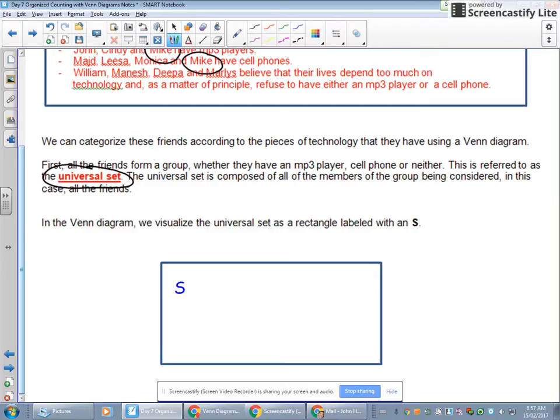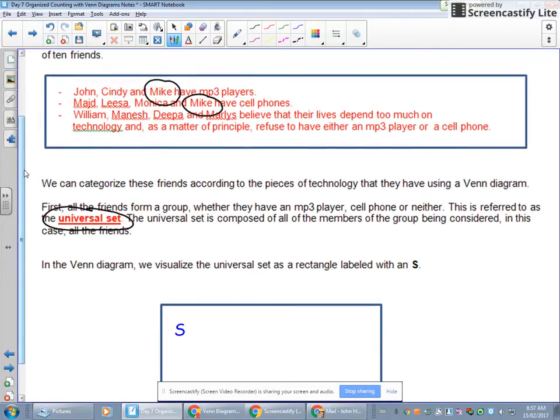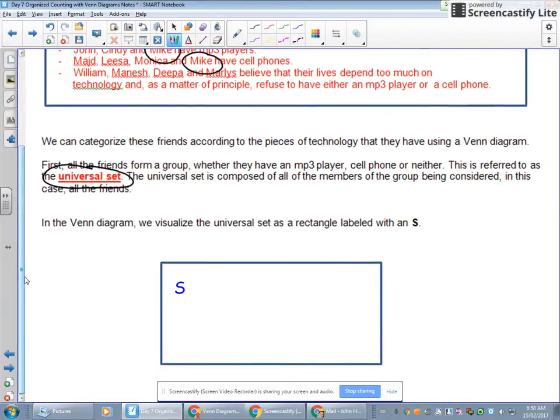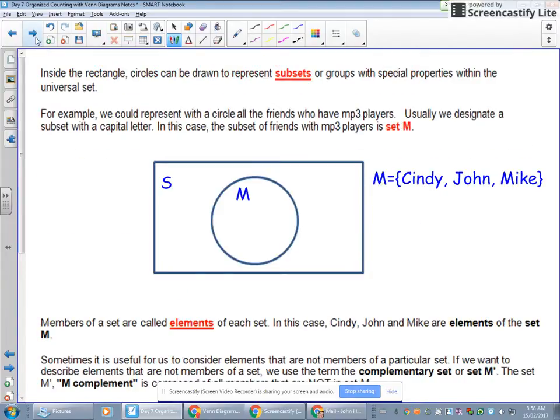Notice that in the Venn diagram, we visualize the universal set as a rectangle. So this is part of our Venn diagram. That whole rectangle is where we start. In this particular case, we have to ensure that all of our students end up inside of our diagram. We can then start talking about sets within that, different groupings within our whole group of kids. We've got a set of students with MP3 players or with cell phones, and some of them have none.